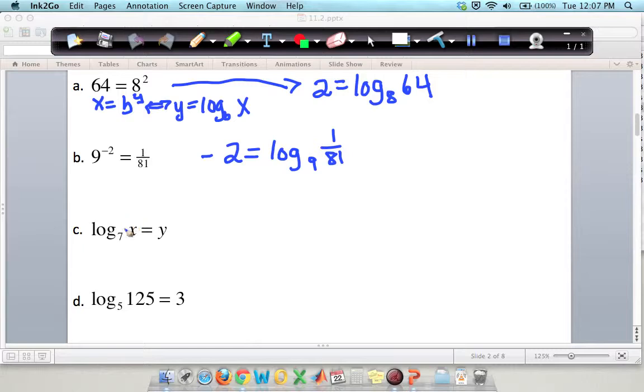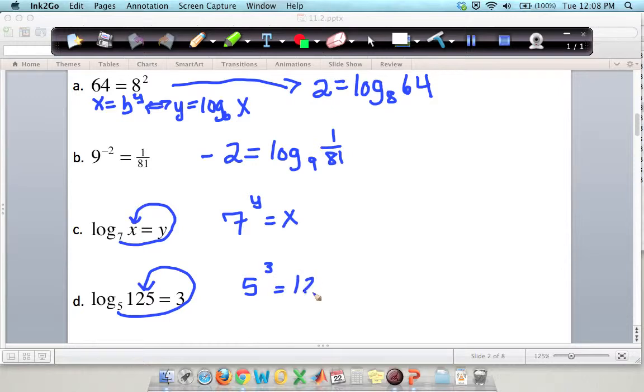For c, I'm going to convert from a log to an exponent, and this one I always find a little easier. So you start with the base, and you go in that circle. That kind of helps you. So this would be 7 to the y power equals x. So these are equivalent, two different ways to write this. And the last one, we're going to do the same thing using that circle. This says 5 cubed equals 125.